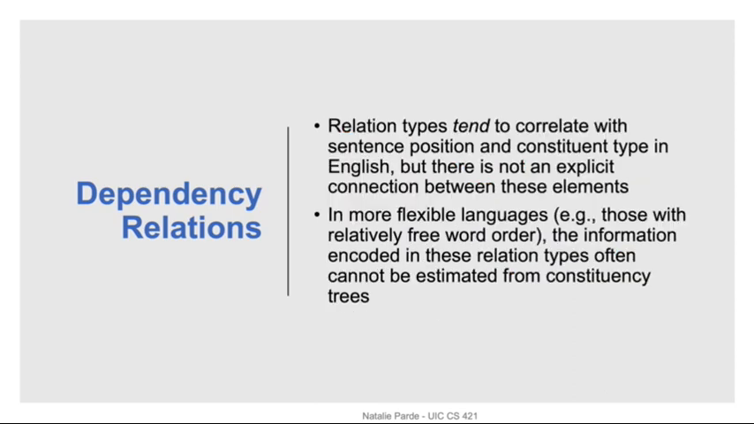Although dependency relation types in English often correlate with sentence position and constituent type, this is by no means a requirement. In other languages where the order of words is less closely tied to meaning, the information encoded by dependency relation types often cannot be directly estimated from constituency trees, and even in English, it's error-prone to rely on that as a heuristic.